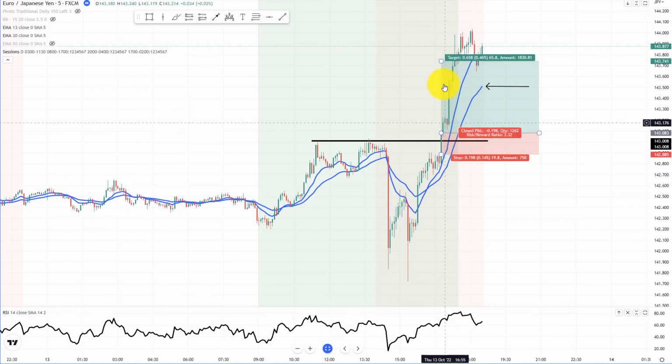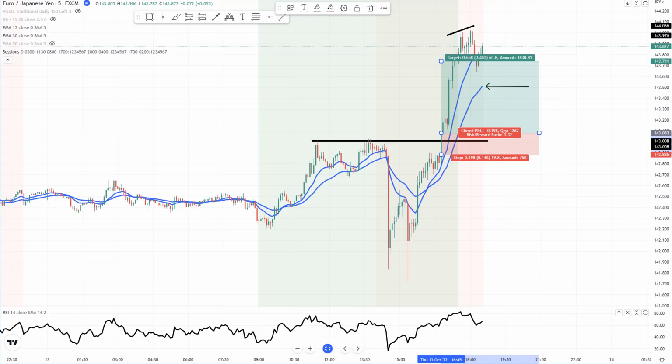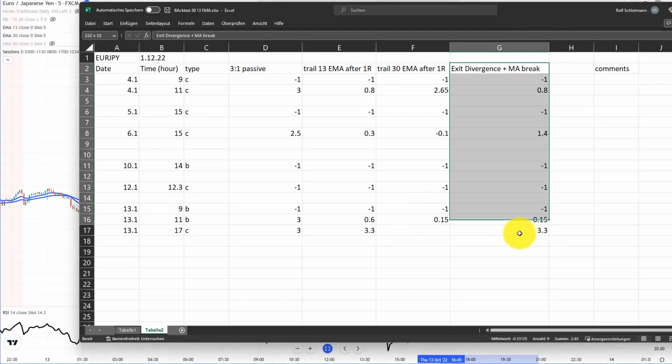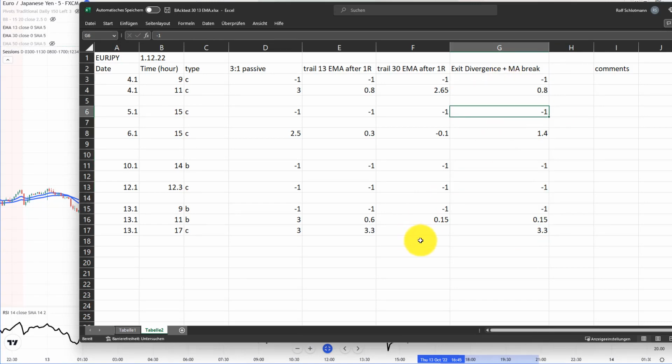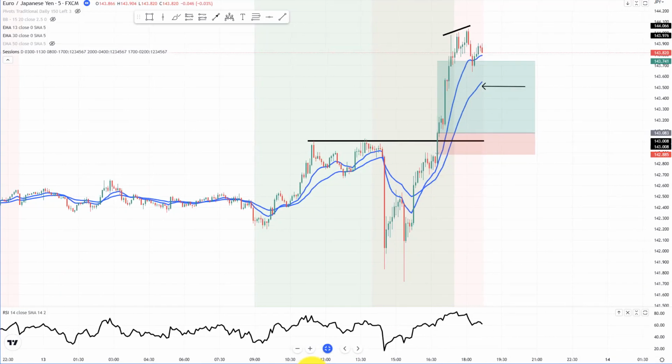Do we have a divergence? Yeah, we have a triple tap. You can see that. So we can give this the same 3.3. I'm not a big fan of this one. This seems to be a little bit more subjective. I'm not sure if I'm gonna follow this or not, but we'll see. This one is still open until the 3R has been hit.